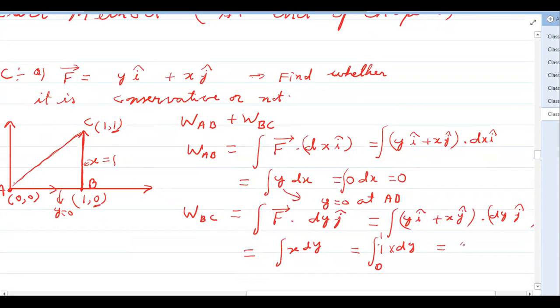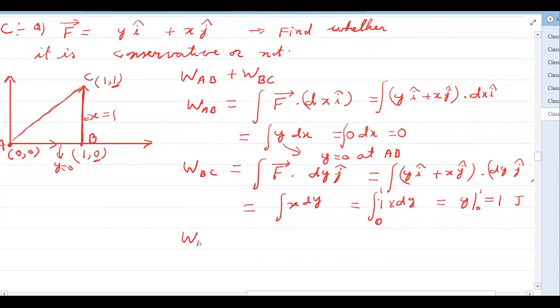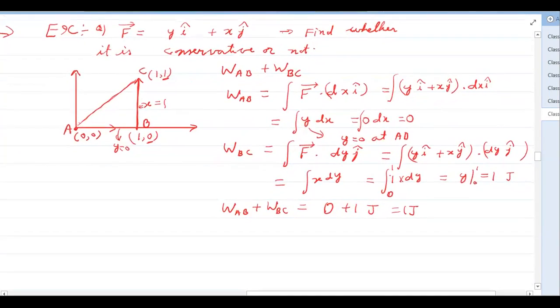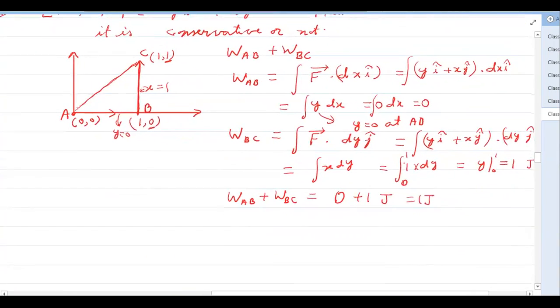So we will get 1. So this is the work done. So total work done for path AB plus BC is how much? 0 plus 1 joule. So 1 joule. Okay. So this is the work done through this path AB and BC.